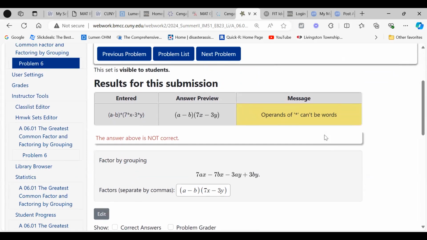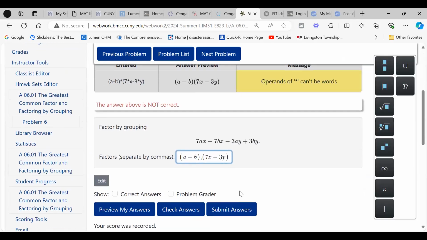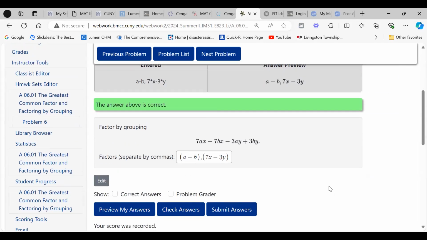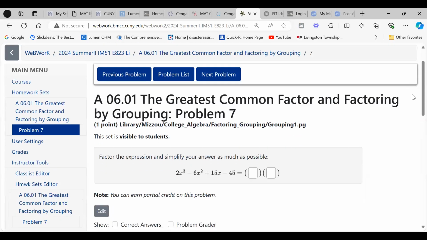Okay, now the words, what does that mean? Separate by comma. Oh, they want the factors, so they want a comma in between. They just want those two factors. But that's the right factoring, they just want to separate those two factors by a comma. Let's take a look at, yeah, let's try this question. We are factoring by grouping.